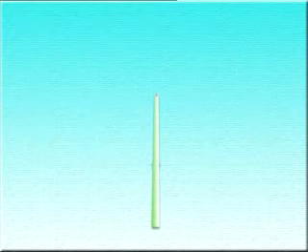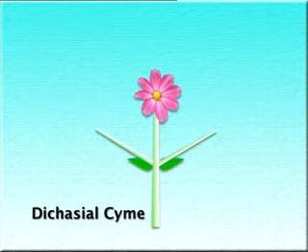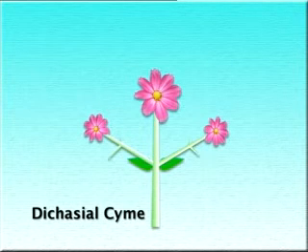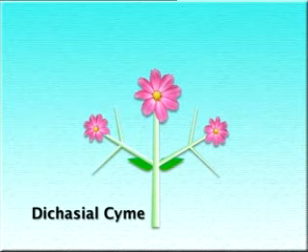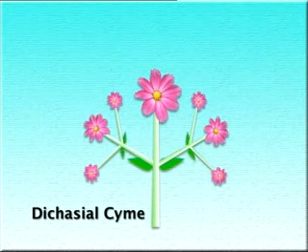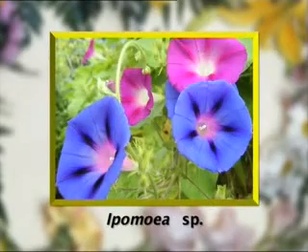The third type of Cymose inflorescence is the biparous or dichasial cyme. In this case, the main axis develops a terminal flower. Below this flower, two branches develop laterally in the axil of opposite bracts. These branches also end in flowers. The same type of growth is continued. Dichasial cyme is usually found in Jasminum and Ipomoea.